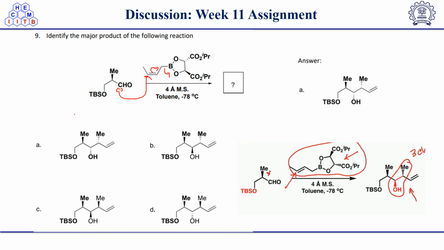So the correct answer is option A, cis stereochemistry, corresponding to this product A. That is, the methyl group and hydroxyl group will be on the same side. So that is an asymmetric aldol reaction, and the correct answer for this question is option A.